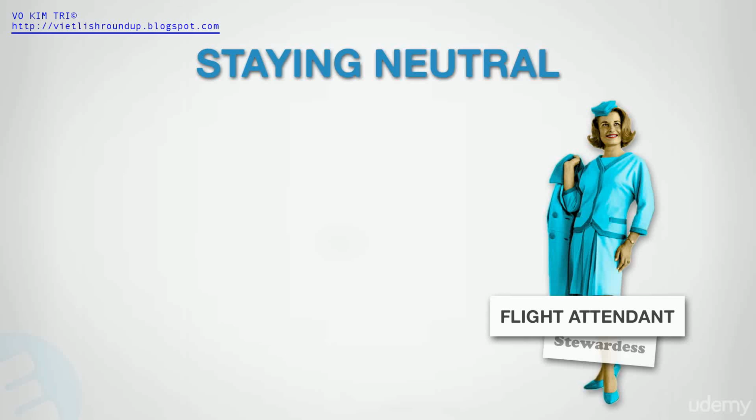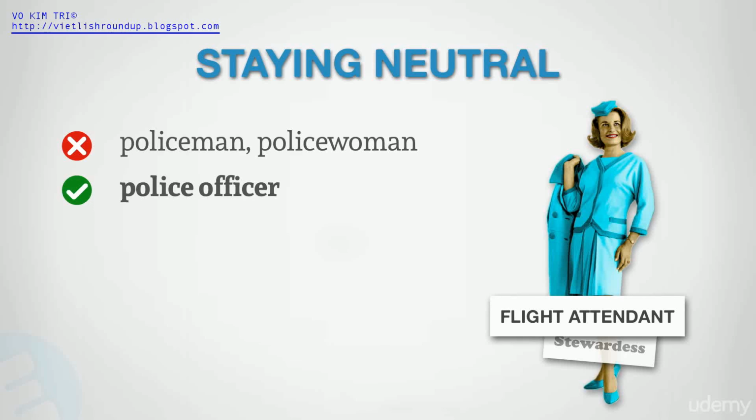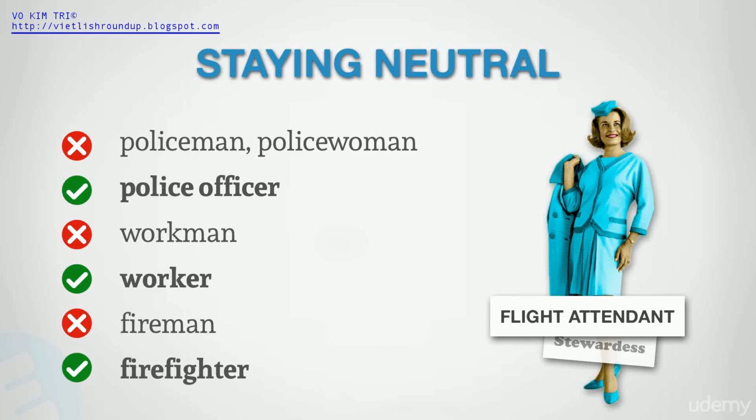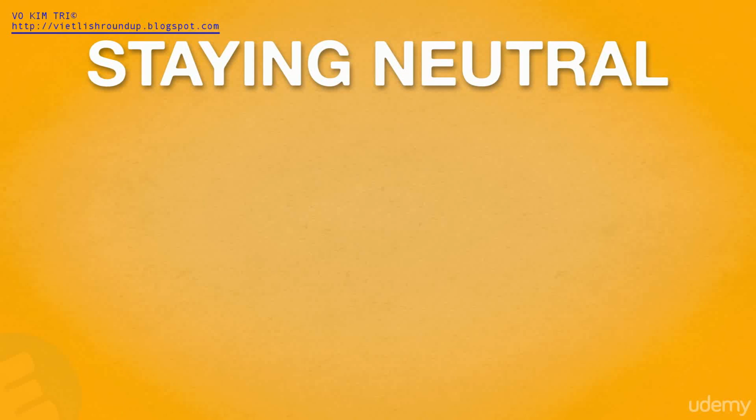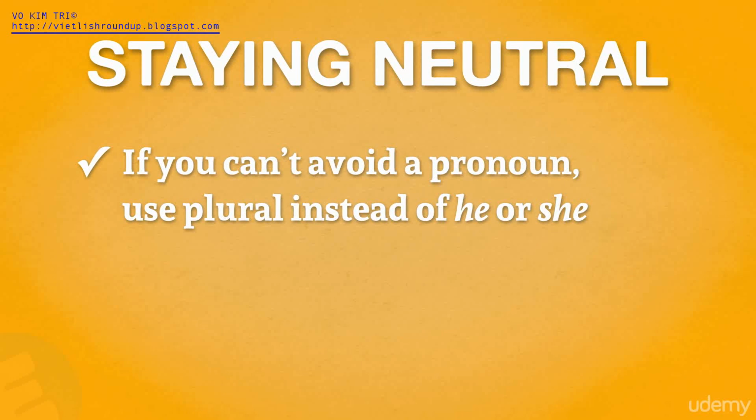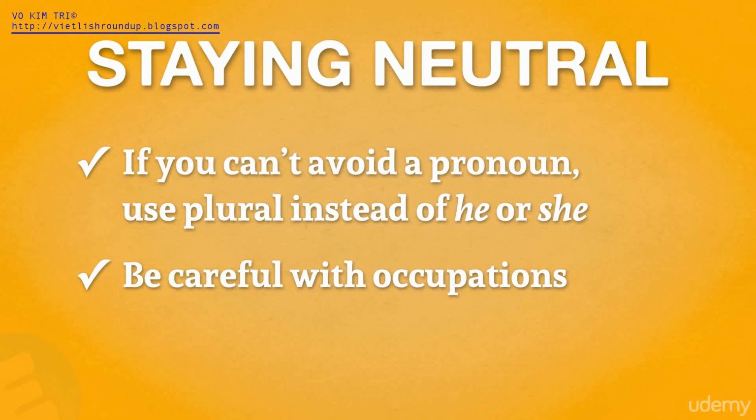Historically, they used to be very insensitive to gender. So instead of saying policeman or policewoman, say police officer. Don't say workman, but worker. And it's not a fireman, but a firefighter. The rules are, if you can't avoid the pronoun, use plural instead of he or she. And be careful with occupations.